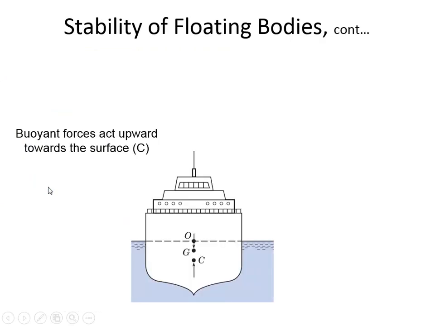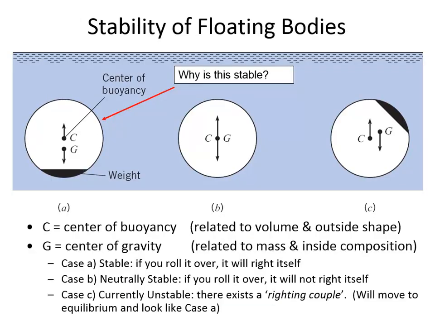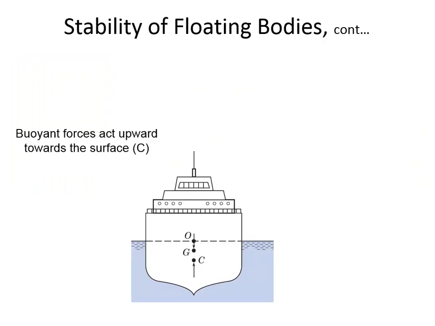So think about a boat. It doesn't have to have the center of gravity below the center of buoyancy in order to be stable. Now, in this case, it's definitely stable, and the reason why is because the center of gravity is below the center of buoyancy. But you can have stability, it can still be all right, even if the center of gravity is above the center of buoyancy. So consider a tall ship.